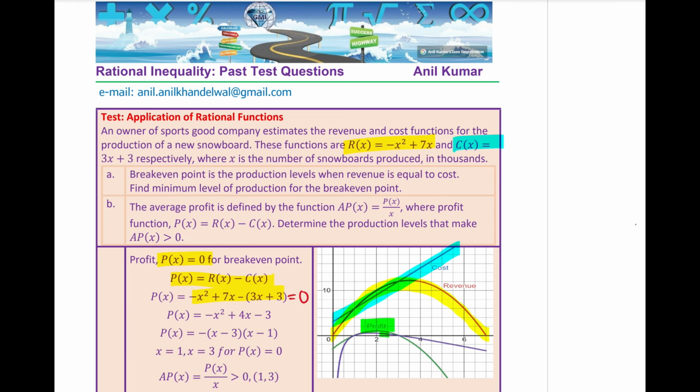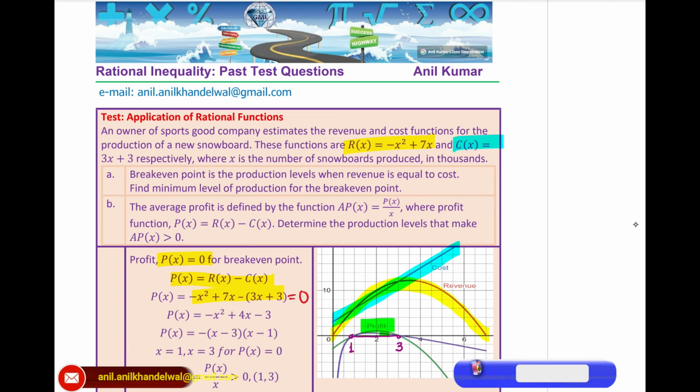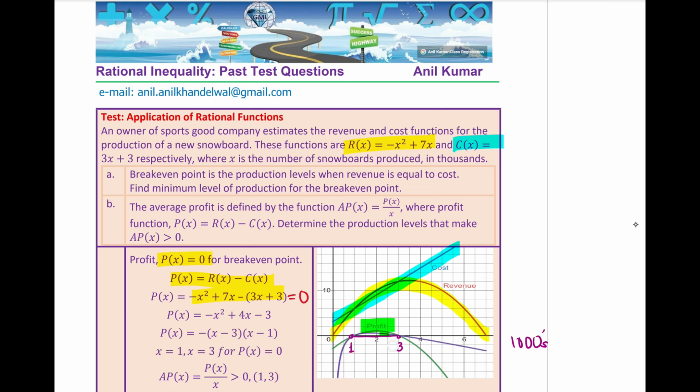As you can very clearly see, this profit is positive only in the interval from the x value of 1 to 3. And since these are in thousands, the production level should be from 1000 to 3000. So that particular graph gives you a better visualization of the solution. I hope that really helps.